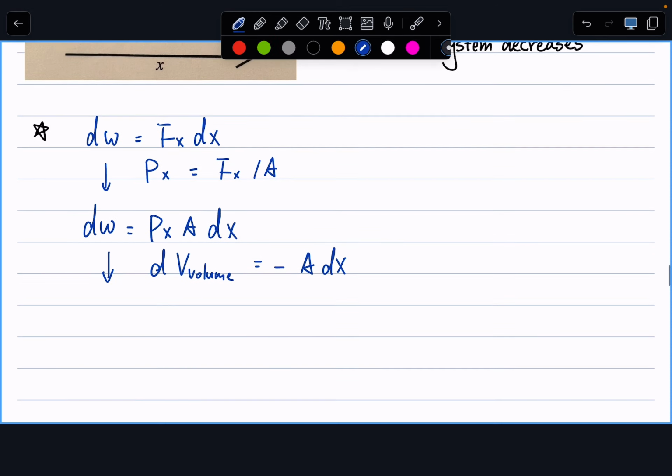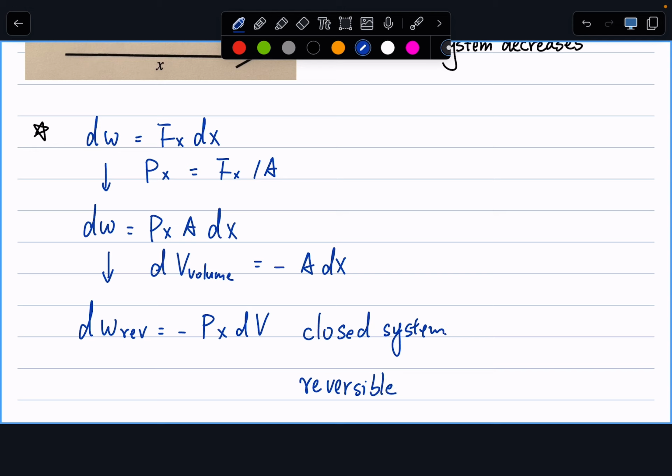And at the end of the day, we have a pretty straightforward derivation. So dW reversible equals negative Px dV. We're talking about a closed system and reversible processes. Whenever we say it's a reversible process, just keep in mind that whenever we see something like "super slow," it's pretty much hinting that we have a reversible process.